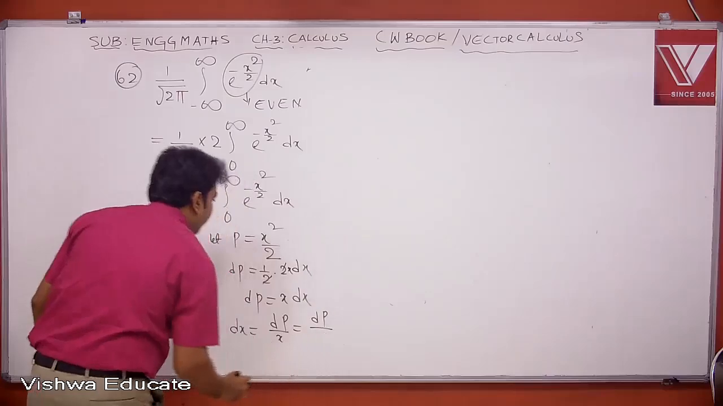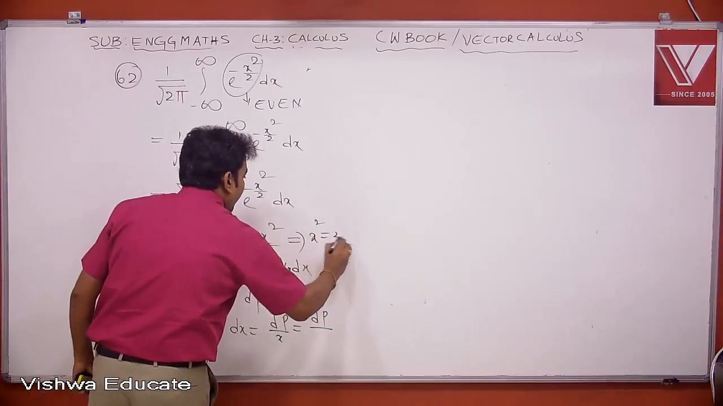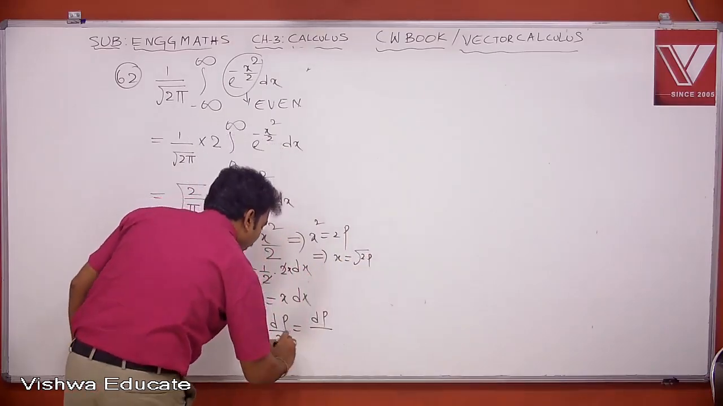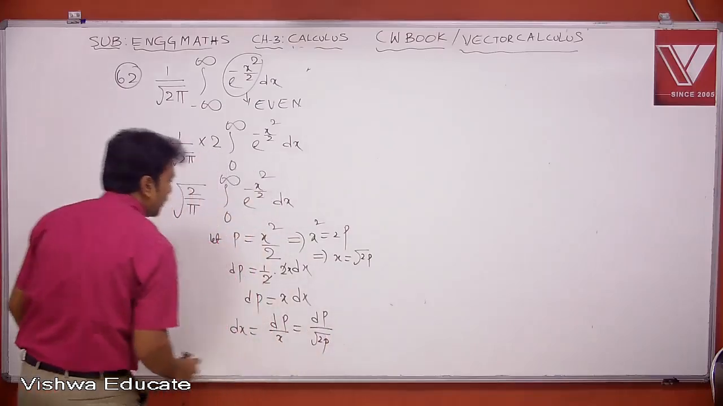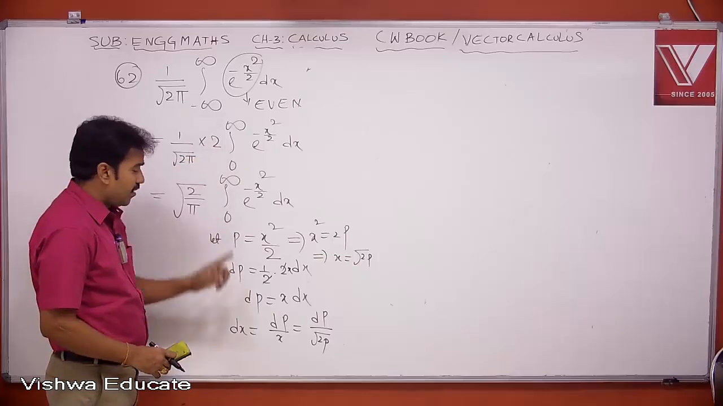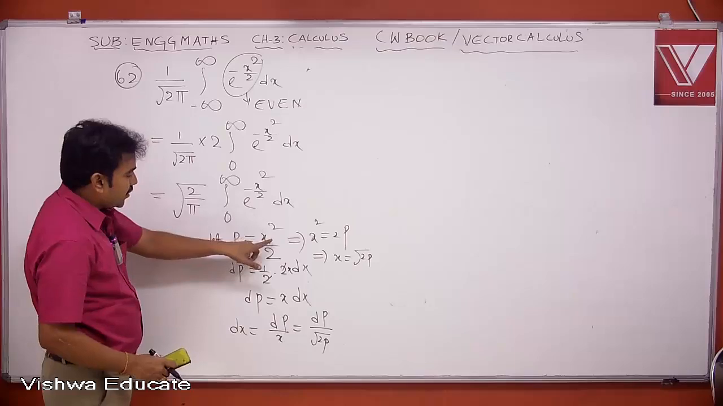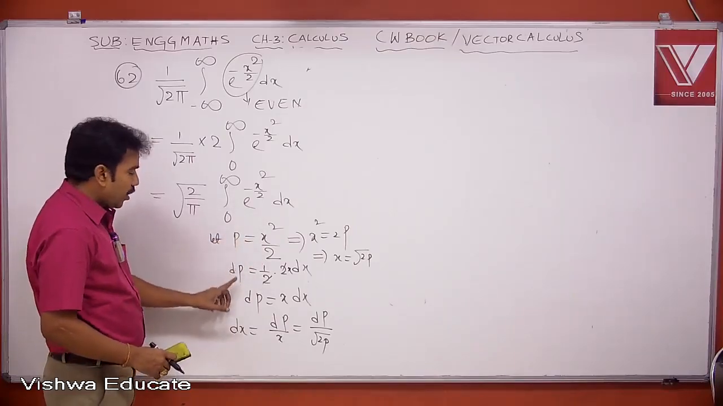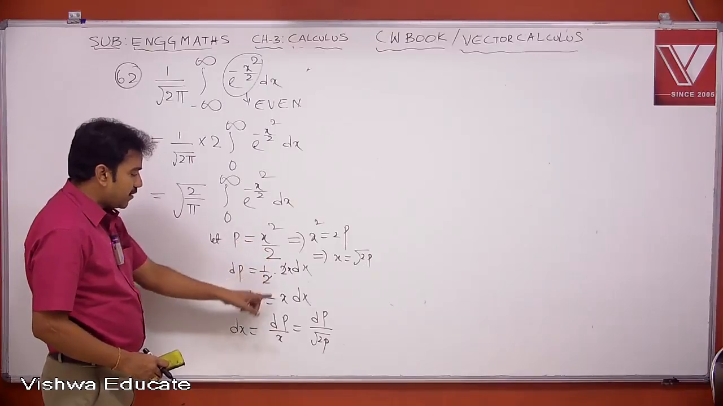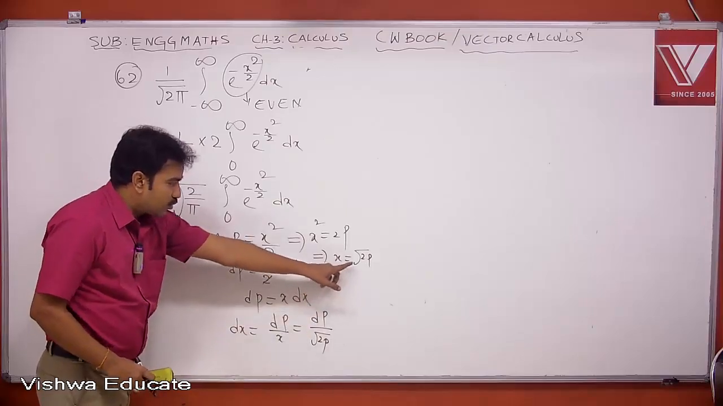So dp divided by what is the x value? Actually when p equals x square by 2, x square equals 2p. So this implies x equals square root of 2p. Therefore this x is nothing but square root of 2p. So just assume that this is some new variable p. The same limits will work. When p equals x square by 2, the upper limit is infinity, so the upper limit of p is infinity. The lower limit of p is again 0. Therefore when p is x square by 2, dp is this x dx, but dx is dp by x. What is the x value? Square root of 2p.